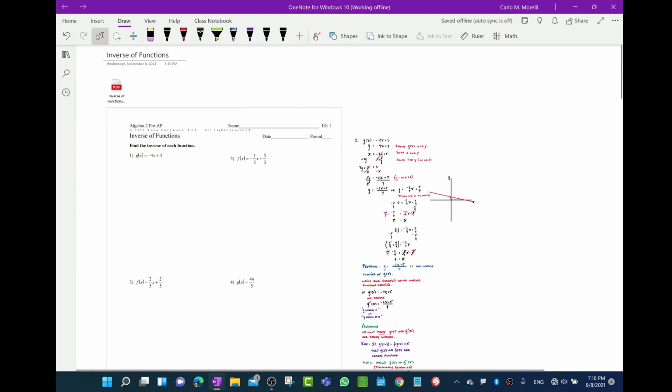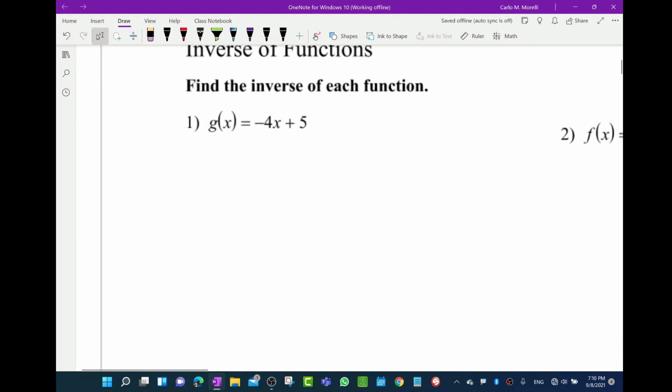Okay, let's go back to number 1. And we're going to write g inverse x equals negative 1 over 4 x plus 5 over 4. And we've completed number 1.